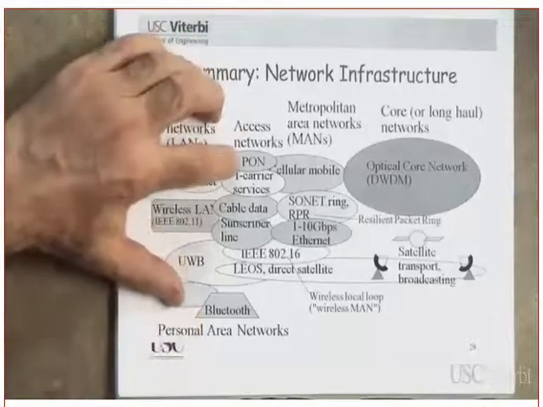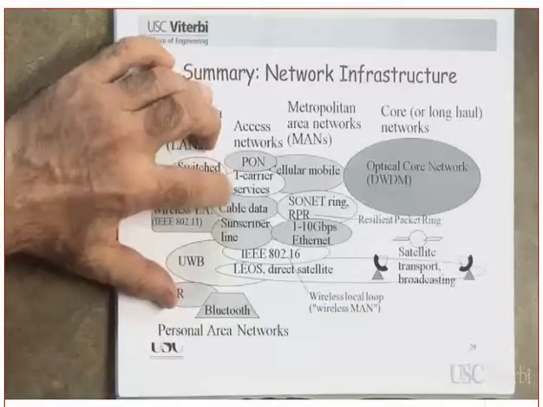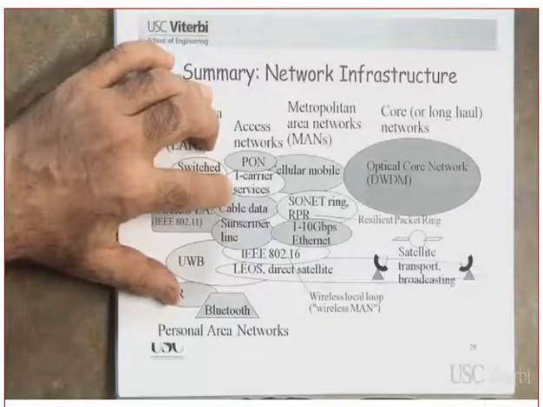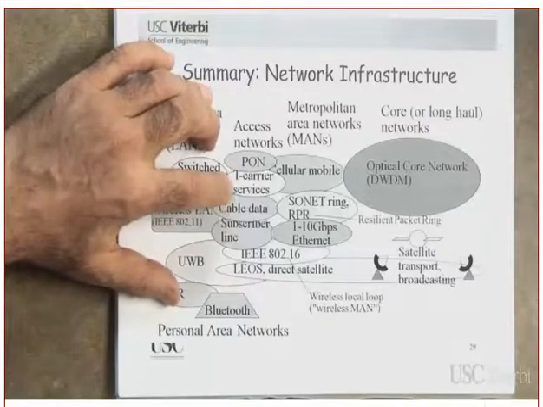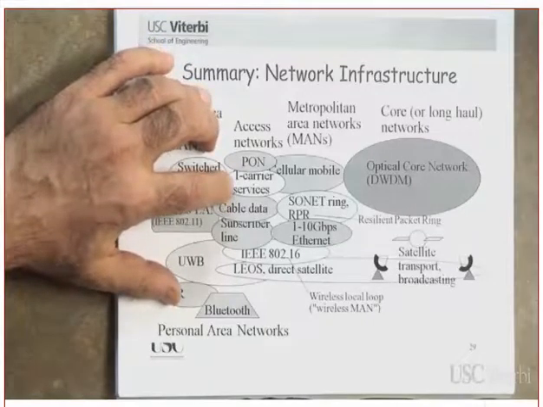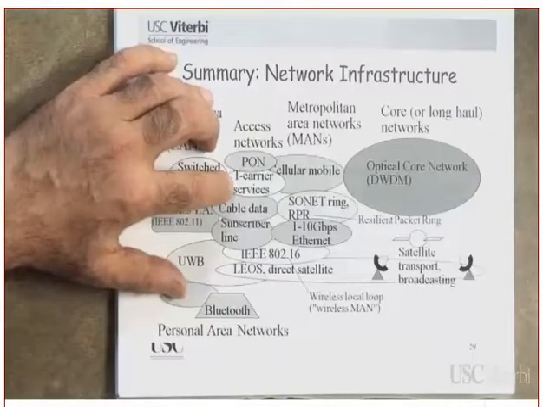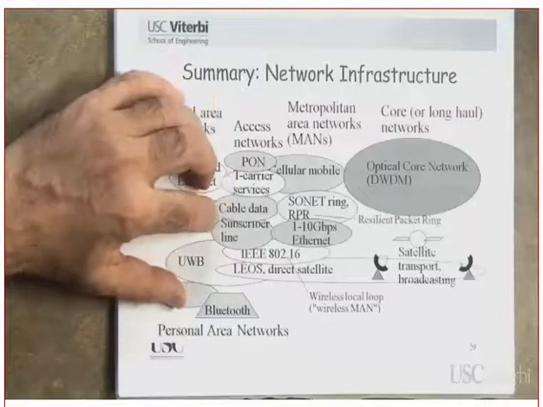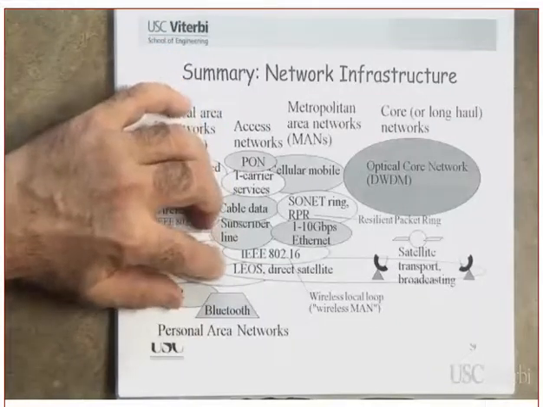In the access network, we already covered PON. T-carrier service, what is that? That's the T1 and the T3 that we just talked about. Yes, we call it the T-carrier service. The T-carrier service is basically for what? The corporate users, not for the residential users. It costs too much money for the residential user. Clear? Okay. The cable data, like I just told you, subscriber line, and so on.